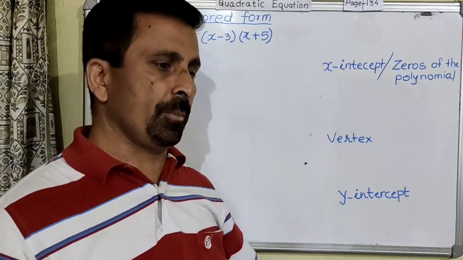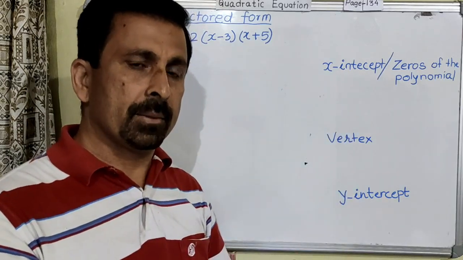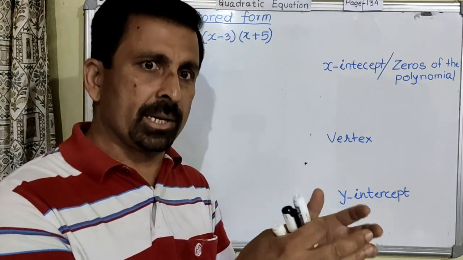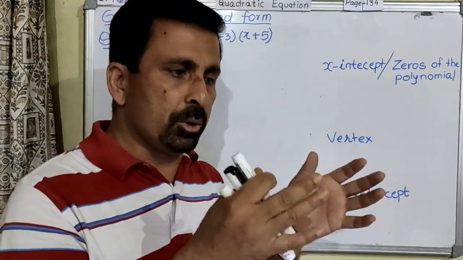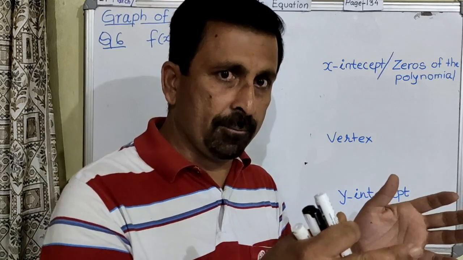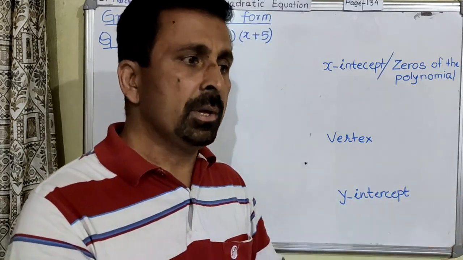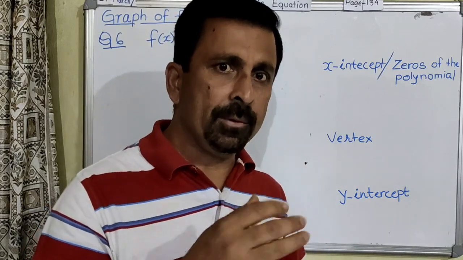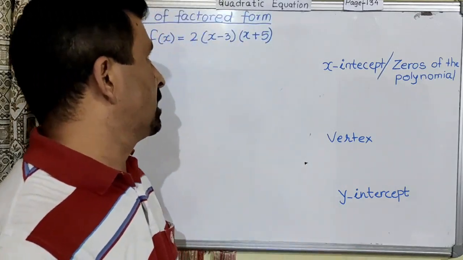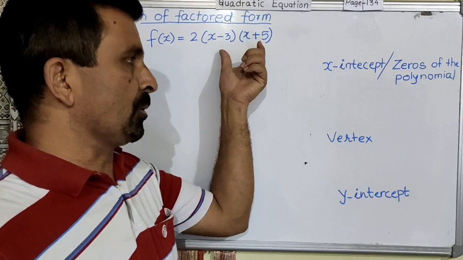Now hereafter you should be able to identify the type of quadratic equation. Clear? The moment you see the question, you should be able to know that this question belongs to factored form, or this question belongs to standard form. So you should be able to differentiate each type of quadratic equation. So this is obviously the factored form.